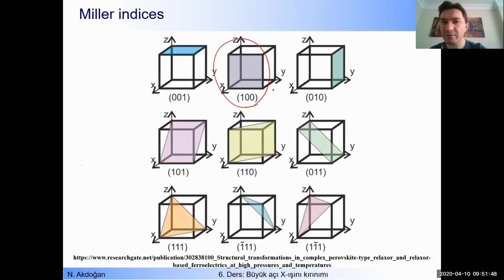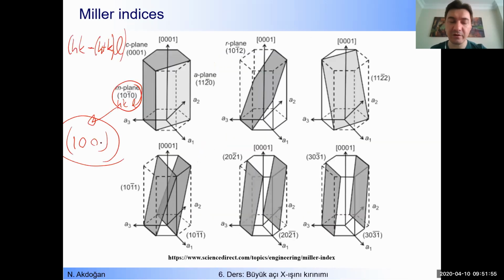This surface, okay, in cubic crystals. So how to separate them from each other? This is cubic, this is hexagonal. So in order to separate from each other, we have this type of representation: 1, 0, minus (H plus K) with negative sign. It is -1 and 0.